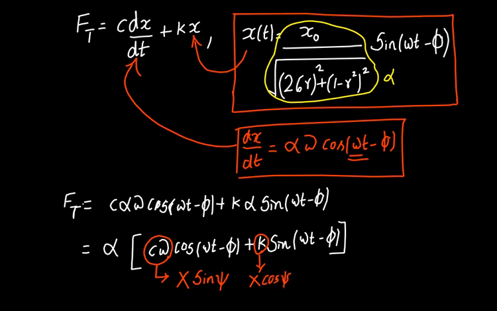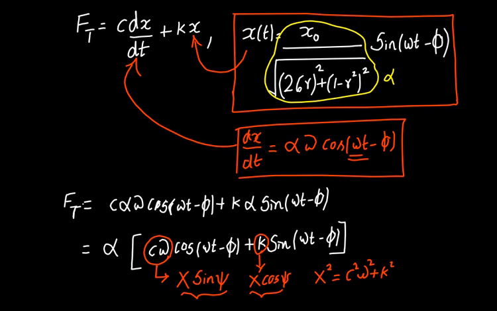Now I can find out what X is. Very simple. If I square and add these two terms, I'll get simply X squared, because sine squared psi plus cos squared psi is 1. You pull the X squared common outside. And what is the first term squared? It's c squared omega squared. What is the second term squared? It's k squared. So now I know what X is.